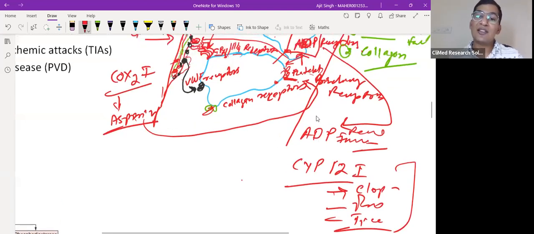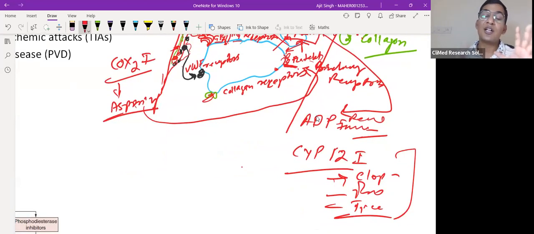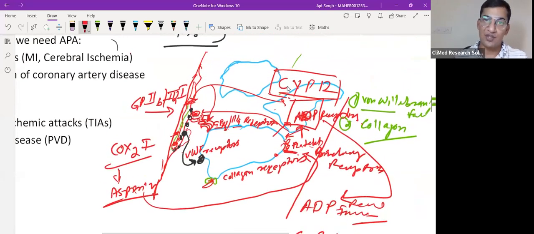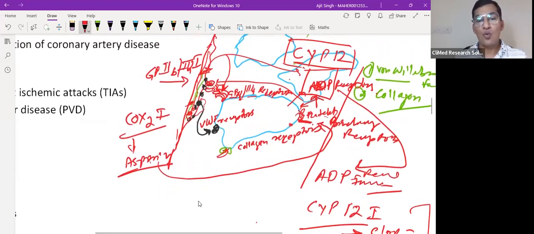So that's why, to compensate for the binding and activation, we give two drugs altogether. One is aspirin and one is a P2Y12 inhibitor, right? Understand, guys? So this is the basic fundamental mechanism of clot formation and how the drugs work here. So let's understand one by one how it actually works.